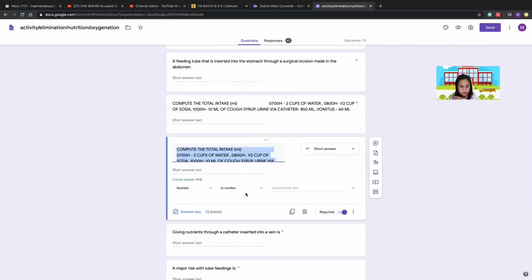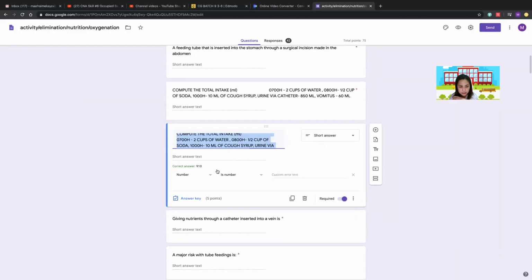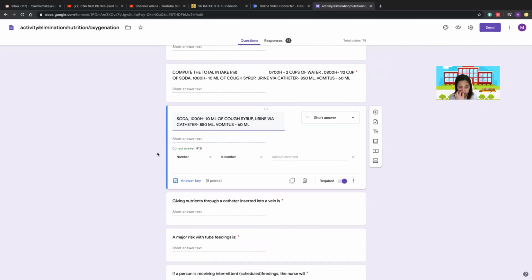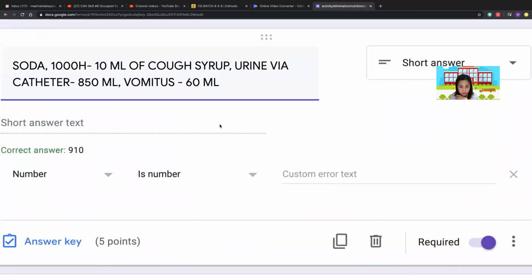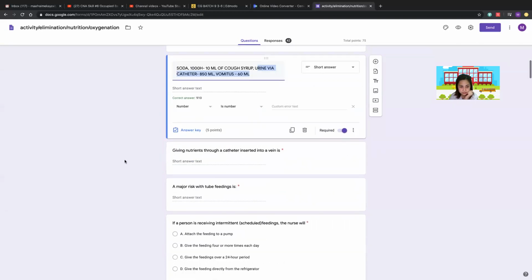I made it a bonus because I think it is a typographical error. What I'm referring to here is output, so I made it a bonus for you. So the output here is only the urine via catheter and then vomitus. So it will be 910. 850 plus 60 is 910.